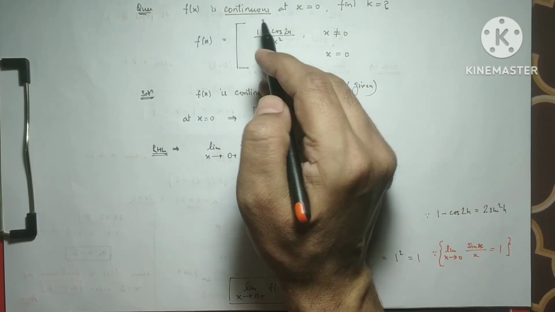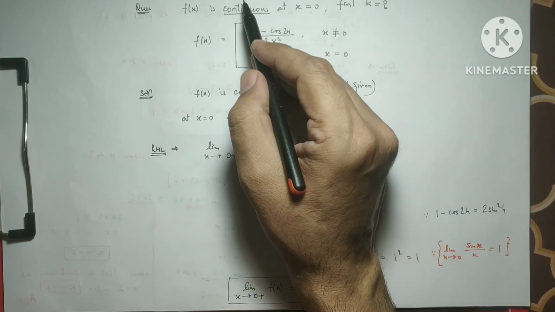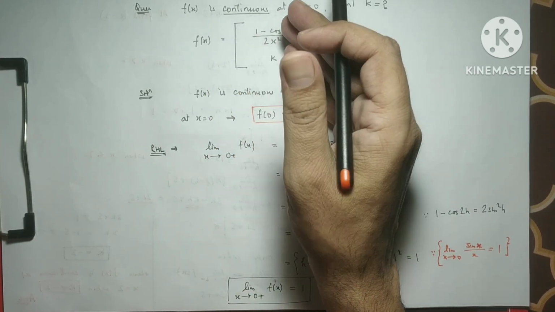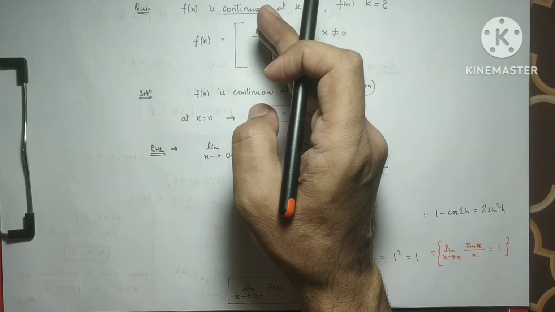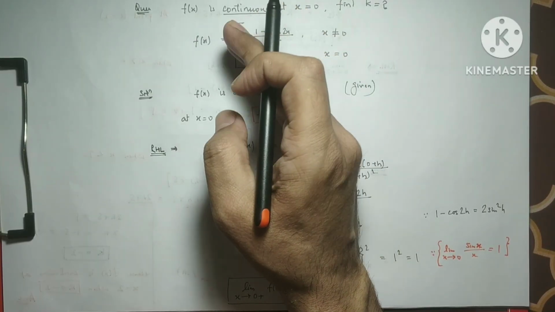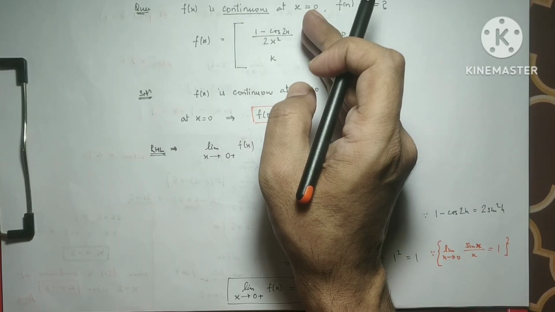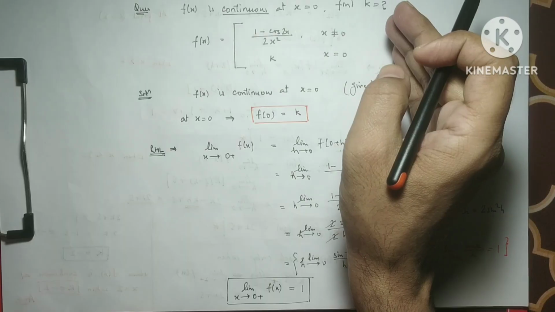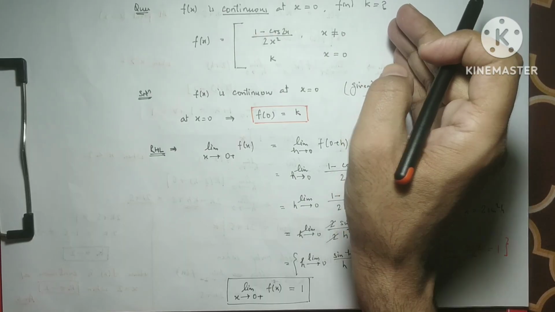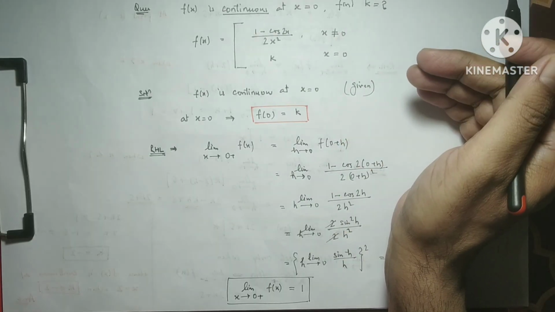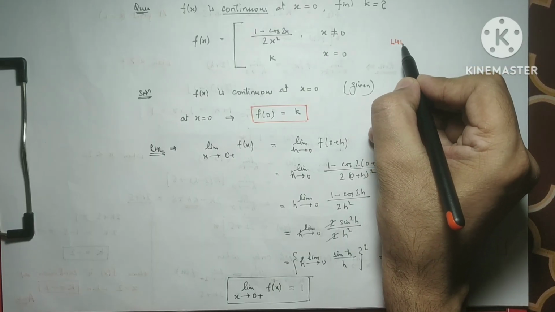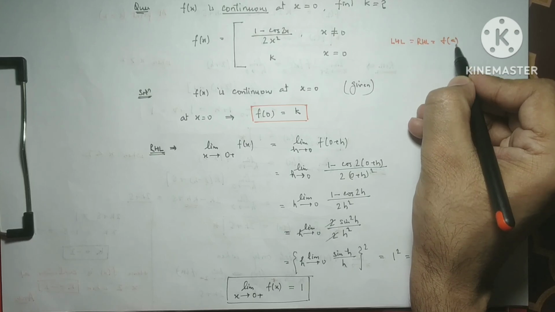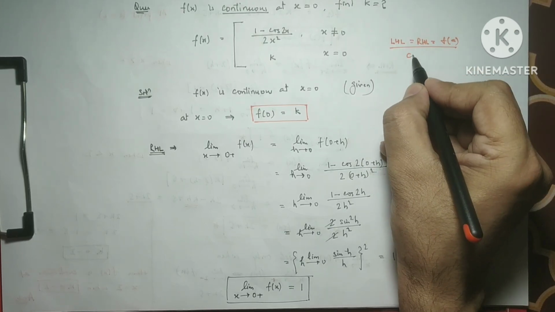The function is continuous at x equals 0. Function is continuous means we have a function which exists, which means the right hand limit and left hand limit are equal and equal to the value of the function at x equals a. So all three values should be equal: left hand limit, right hand limit and value at the point. So all are equal if it is continuous.